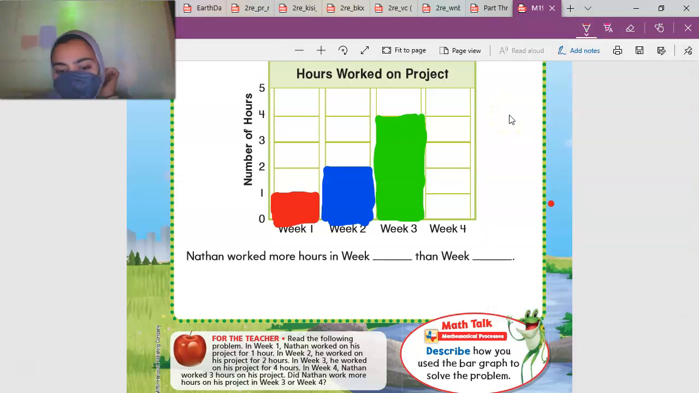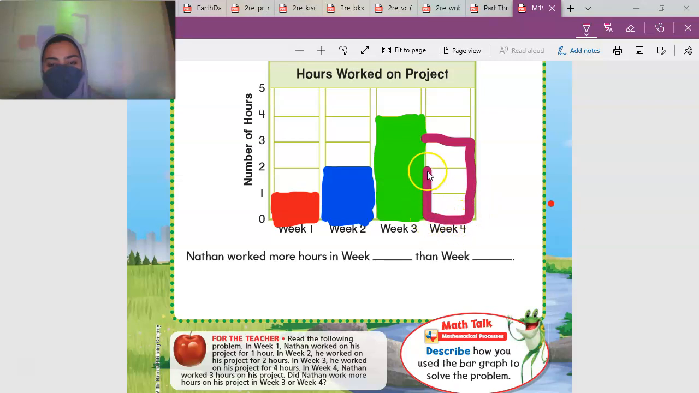Alright, next is week 4. In week 4, Nathan worked how many hours? 3 hours on his project. How many boxes am I going to color in? 3. 1, 2, 3. Okay, now I'm going to read the question.